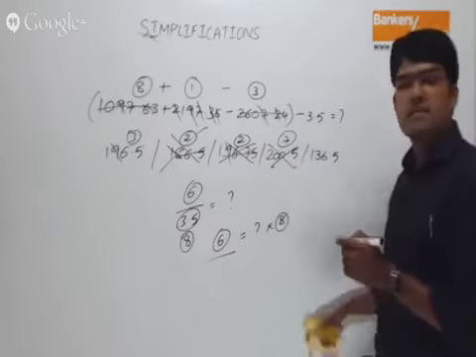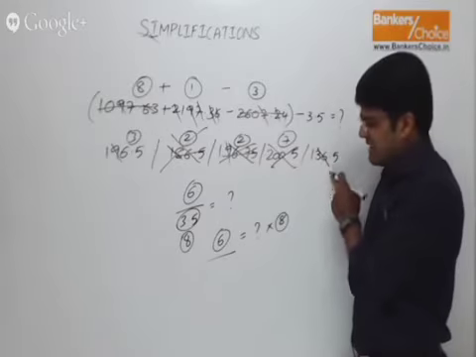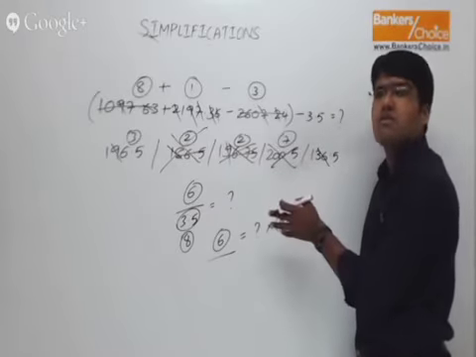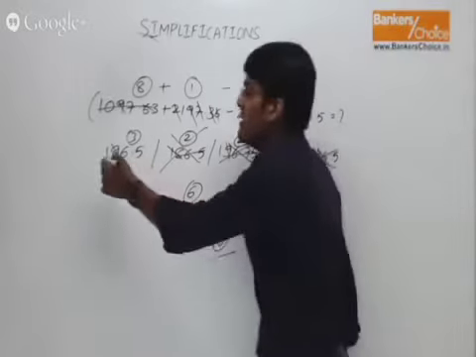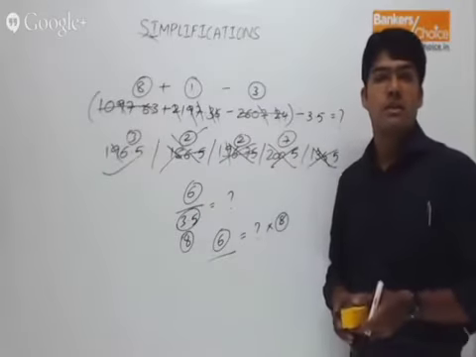In the last option, 136.5. 3 and 6 anyway is gone because it's making 9. 1 plus 5 is 6. 6 into 8, 48. 6 into 8, 48 means what? 4 plus 8, 12. 1 plus 2, 3. What we want is 6. Even this is ruled out. The correct answer has to be the first option, 196.5, because that's the only option which satisfies the root digit concept here.